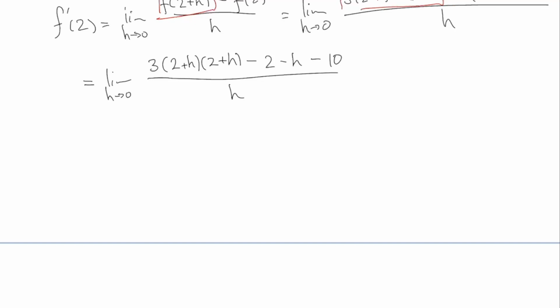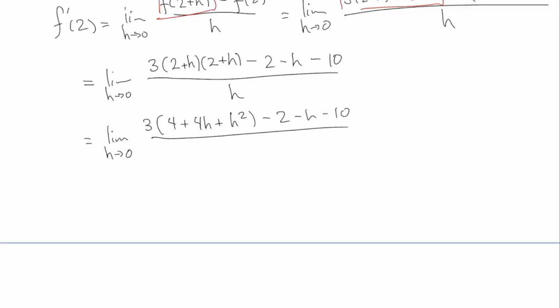All right, let's continue. What can we do next? Let's do the FOIL thing on the 2 plus h and the 2 plus h. That 3 we're just going to have to leave there for now. It's not convenient to try to multiply the 3 also in the same step. And now 2 plus h times 2 plus h. On the front, I got 2 times 2, which is 4. In the middle, I got 2h. On the outside, I got another 2h, so they add up to 4h. And then on the ends, I got h times h, which is h squared. And then the rest of this, minus 2 minus h minus 10, over h.